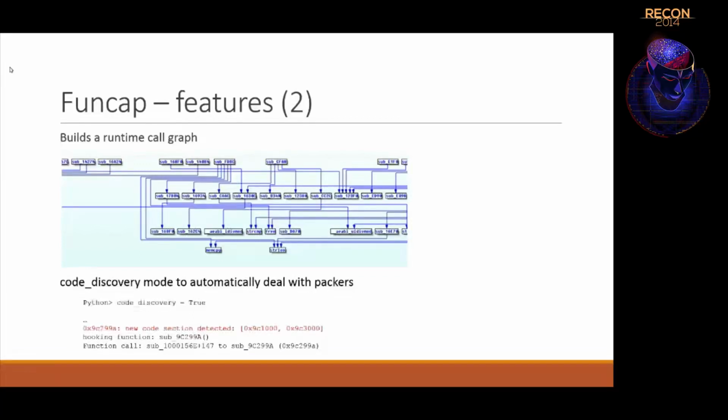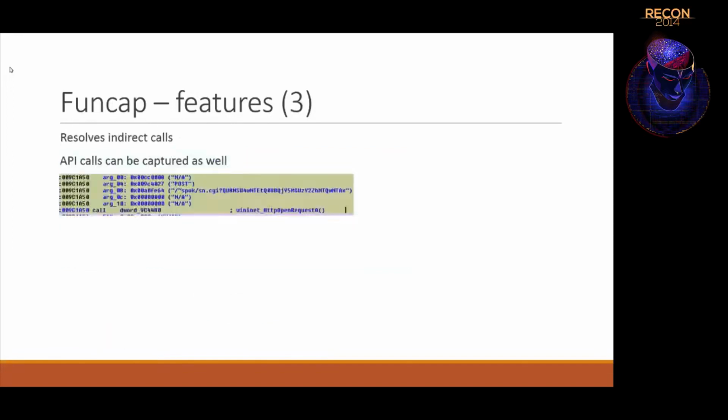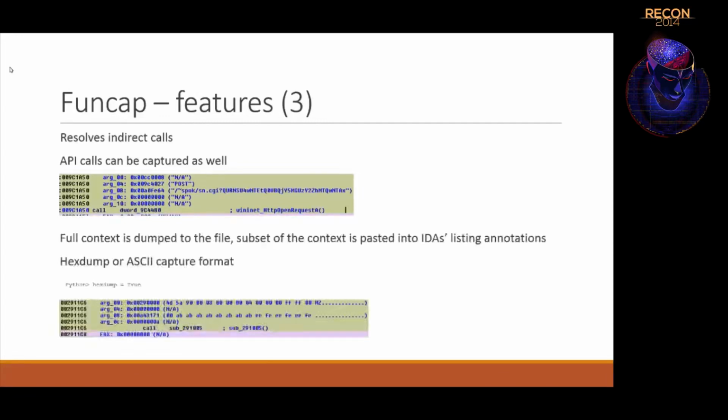It has a code discovery mode to automatically deal with packers. I will show a demo of that. It basically tries to detect if the call leads to a code section that was not seen before, and if yes, then it will analyze that segment and discover it as such. It also resolves indirect function calls, as you see in this example. Call to dword here is commented as a call to an API. Yes, of course, the API calls can be captured as well.